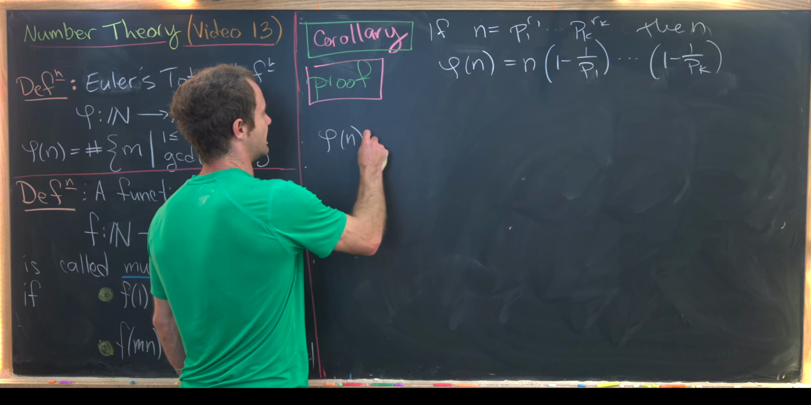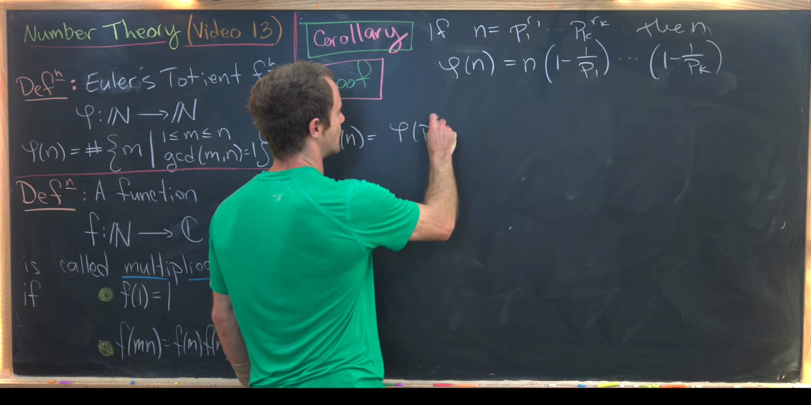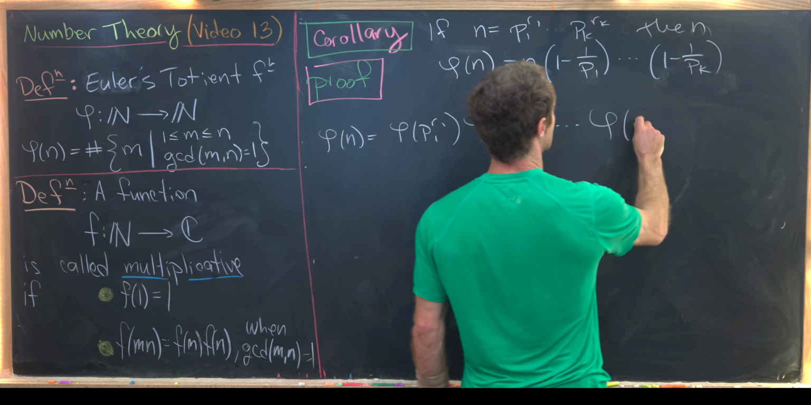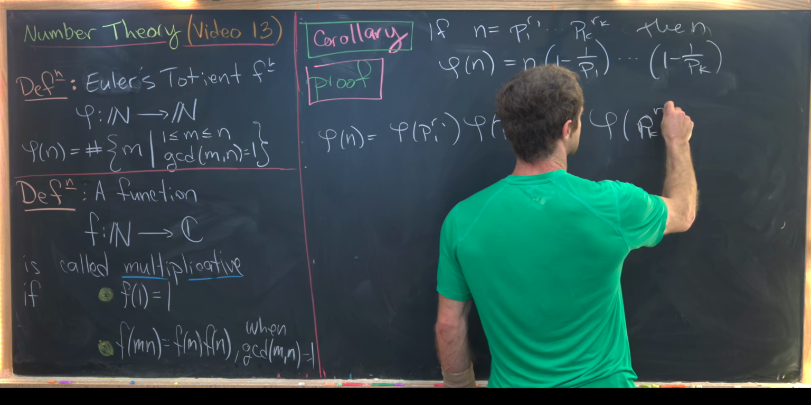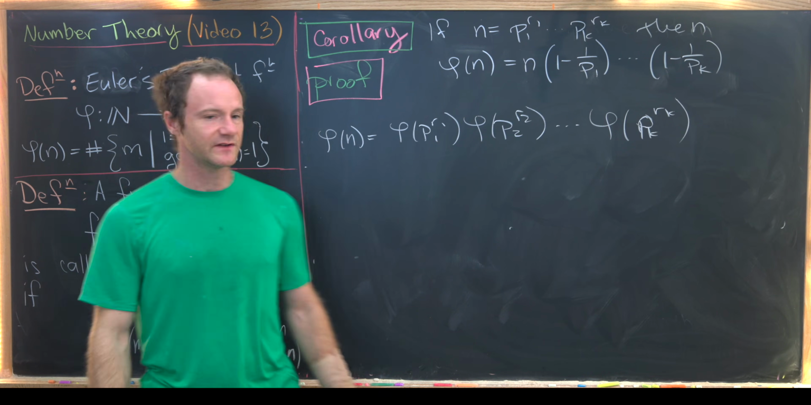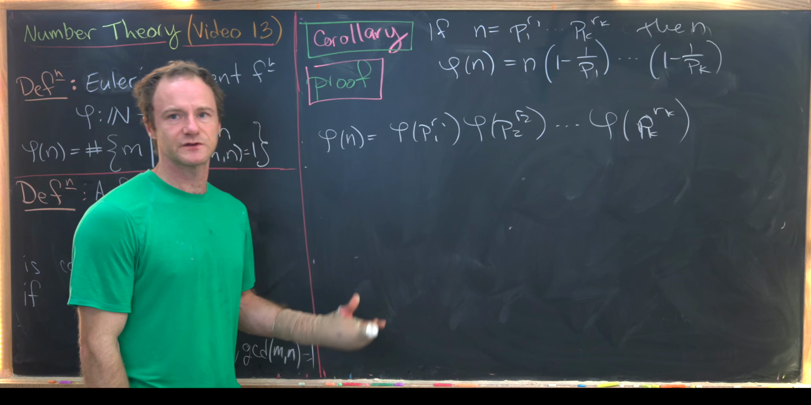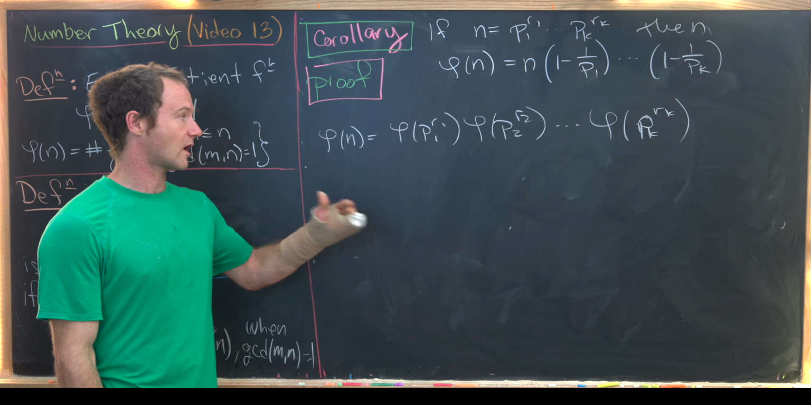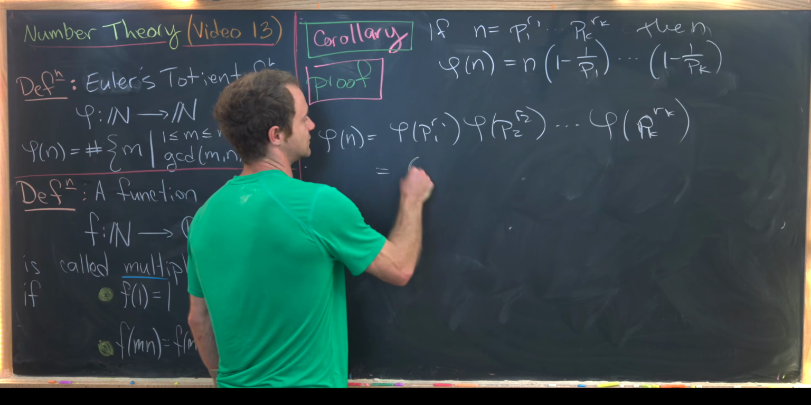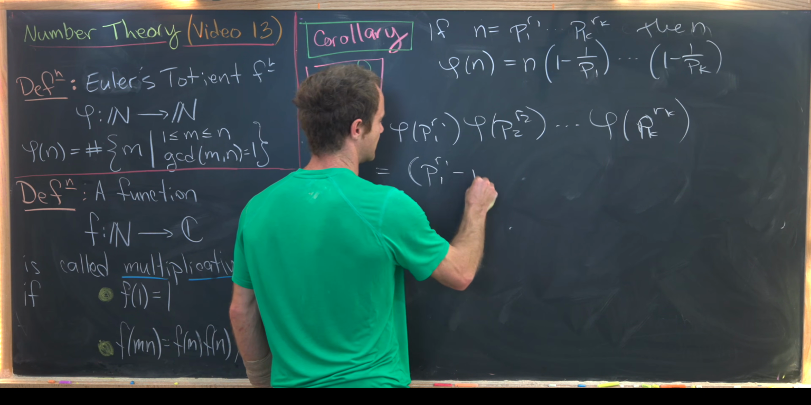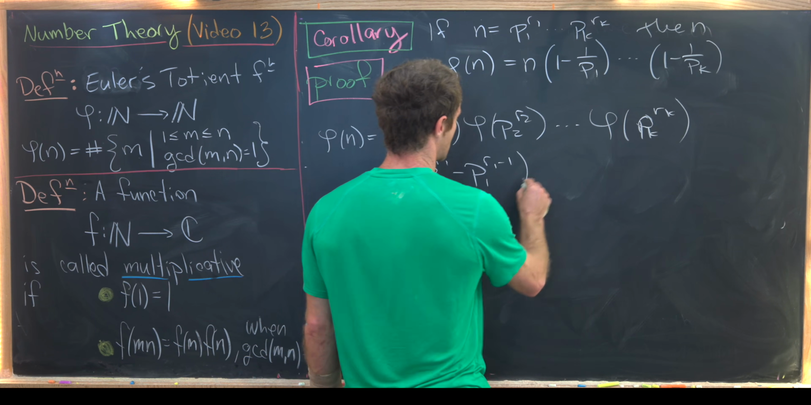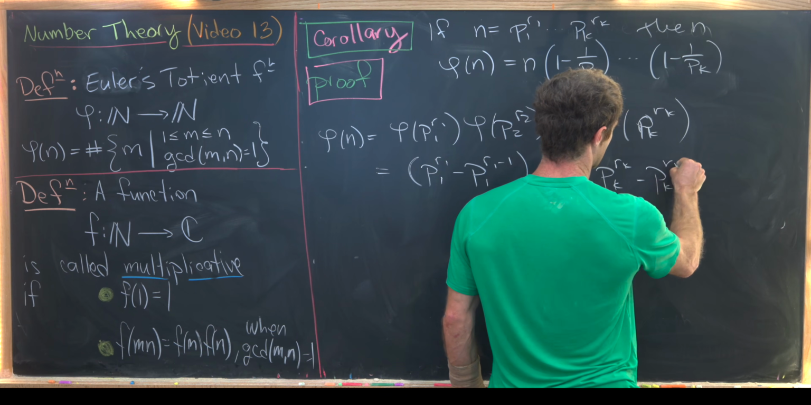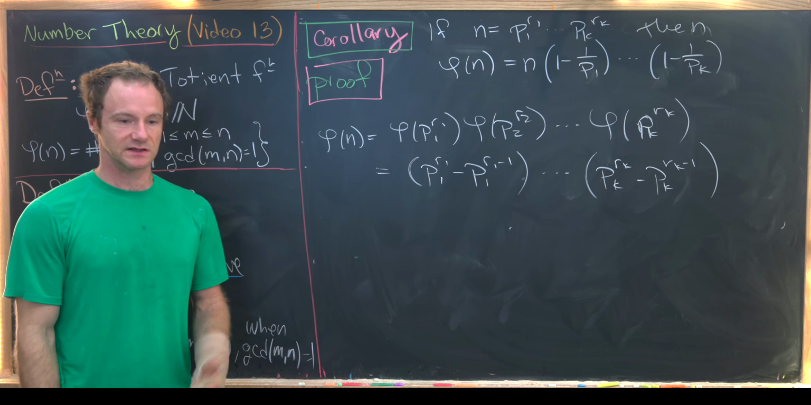So let's notice that phi of n can first be written as phi of p1 to the r1 times phi of p2 to the r2 all the way up to phi of pk to the rk. And that's by the multiplicativity of our function phi. All of those primes are clearly relatively prime to each other. Now we can apply our prime power formula to each of these. So notice this will be p1 to the r1 minus p1 to the r1 minus 1, all the way up to pk to the rk minus pk to the rk minus 1. Again, that's by our previous lemma.